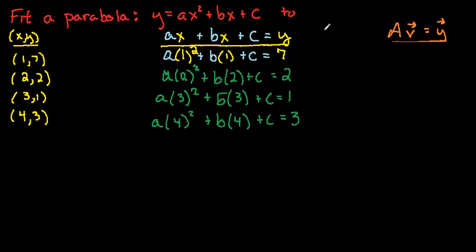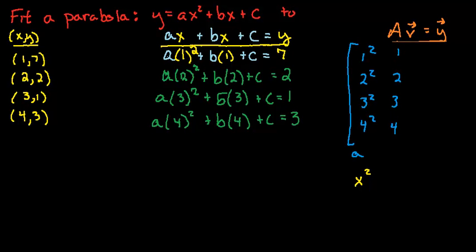So if we go over here to our matrix that we get, for the coefficients that live on A, we've got 1 squared, 2 squared, 3 squared, and 4 squared. Notice that this first column is our vector x squared. For the next column, the coefficients that live on the B are just 1, 2, 3, 4. And notice that that column is just our column for x.